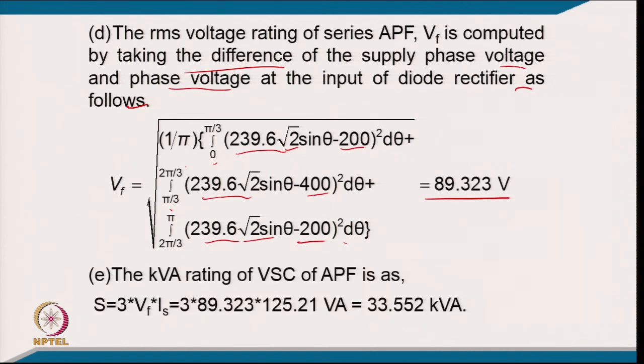89.323 volt, and the kVA rating of the voltage source converter of the series active filter will be 3 into Vf into Is. So, it will be 3 into 89.323 into 125.21 VA. So, it comes to 33.552 kVA.